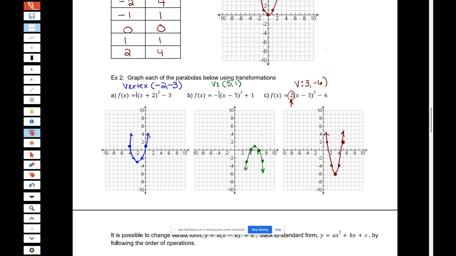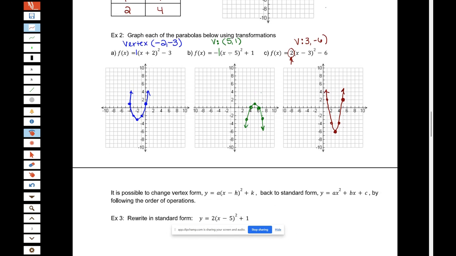And when I do these, I would make it simple. I wouldn't give you a stretch factor of 7.2 or something like that. It'll be like 2, 1/2, 3, that kind of thing. So we can use transformations to graph them without making a table.